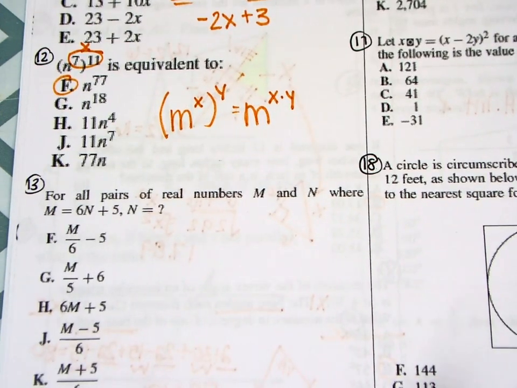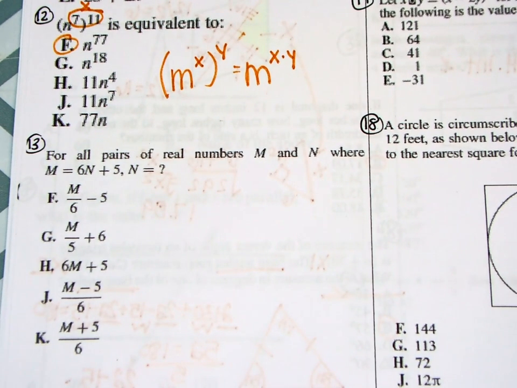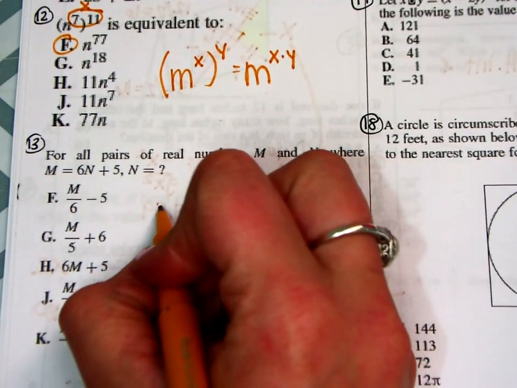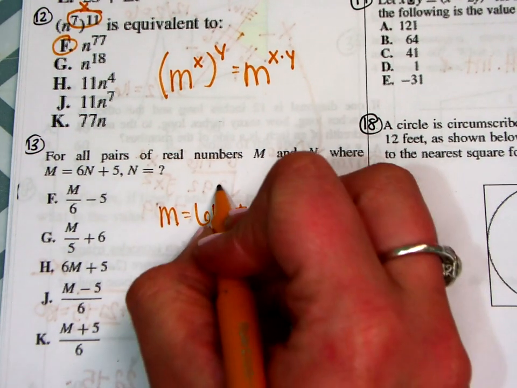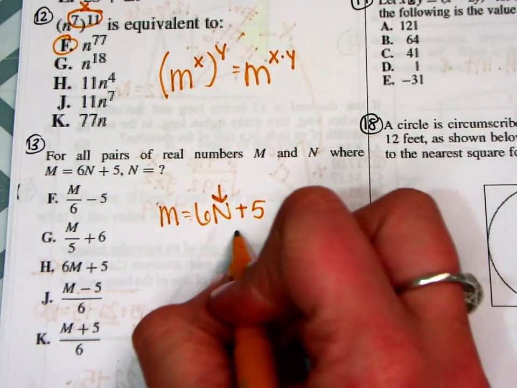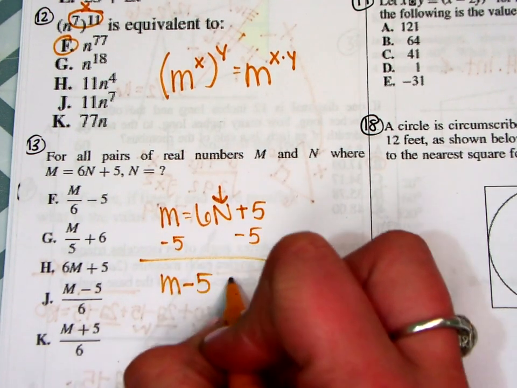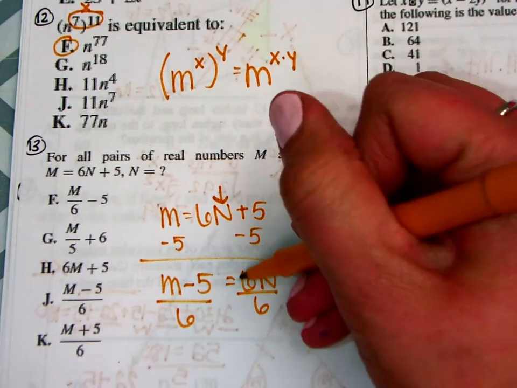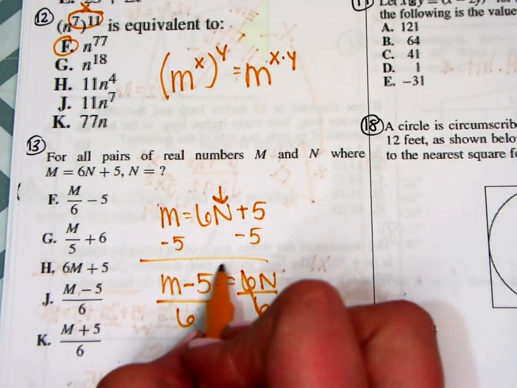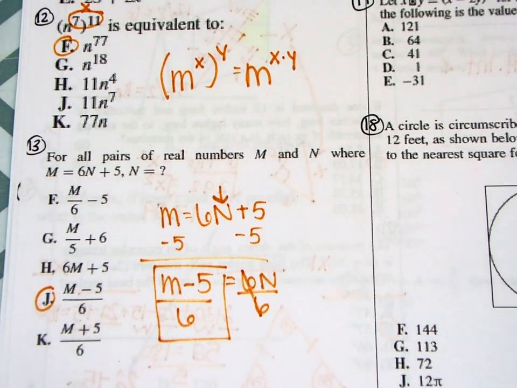Number 13, for all pairs of real numbers m and n, solve for n. We want to know what n equals. So I'm going to go over here and just rewrite my problem. Again, we're solving for the variable of n. So I will subtract 5, which I cannot, from m. So m minus 5 equals 6n. I will divide by 6. n is now isolated, so m minus 5 all over 6, which is option J. Basic solving, you're just solving for a variable.